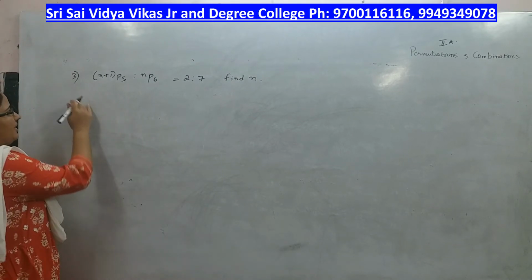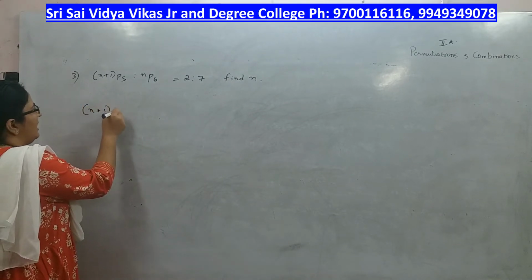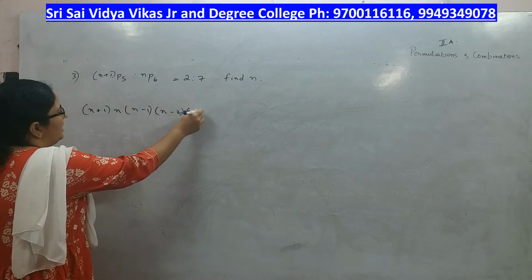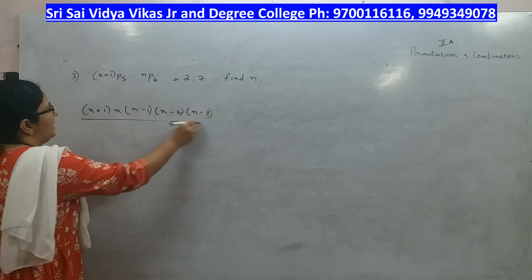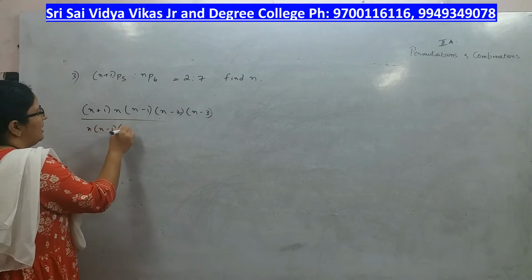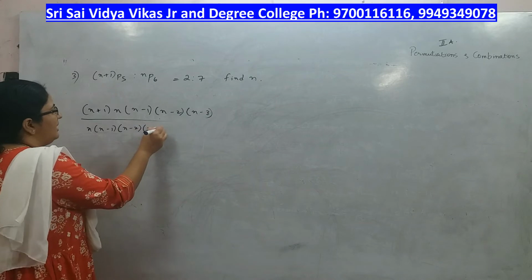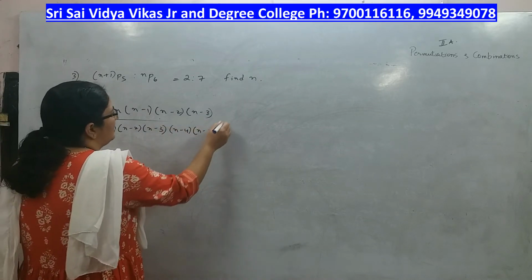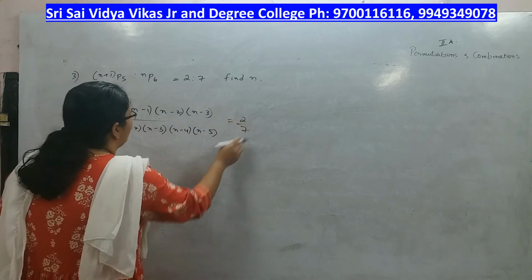n plus 1 P5 can be written as (n plus 1) n, (n minus 1), (n minus 2), (n minus 3). nP6 can be written as n into (n minus 1) into (n minus 2) into (n minus 3) into (n minus 4) into (n minus 5). It is equal to 2 by 7.